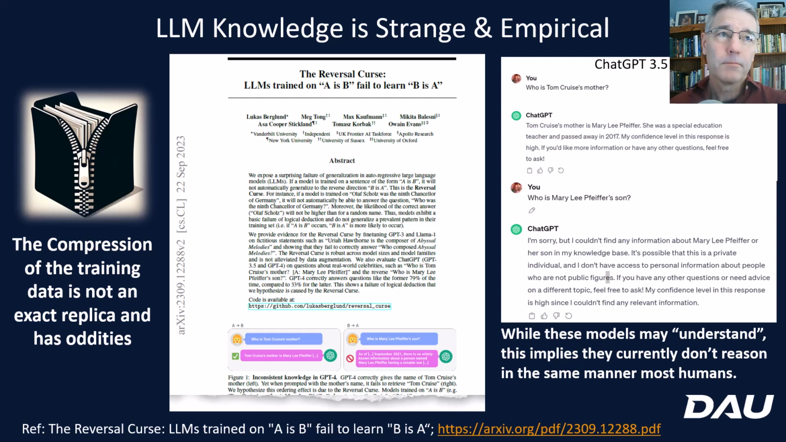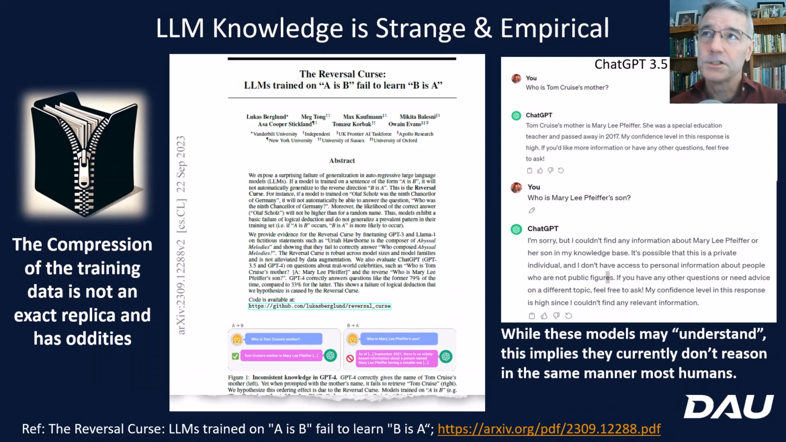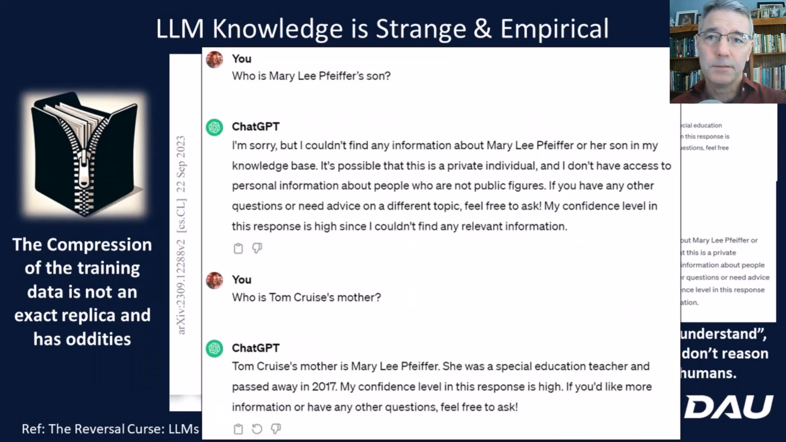In the case this paper made famous, the model was asked, who was Tom Cruise's mother? To which it correctly replied, Mary Lee Pfeiffer. But when they asked it who was Mary Lee Pfeiffer's son, it claimed it didn't know. So of course I had to go try this, and this exchange you see right here is with me and ChatGPT 3.5. Luckily I saved this thread, because when I went back to try to duplicate it on ChatGPT 3.5 again, it knew that Tom Cruise was Mary Lee Pfeiffer's son.